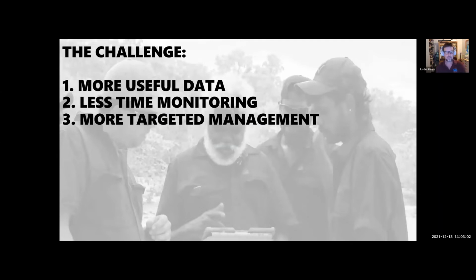The challenge we have here, like everyone else that's spoken today, is about creating useful data. It's not about going out and collecting lots and lots of data. It's saying, what are the useful bits of data that we need to collect so that we can spend less time monitoring and more time on targeted management, but also then understanding how that management is linked back to the impacts and the values that we set ourselves.